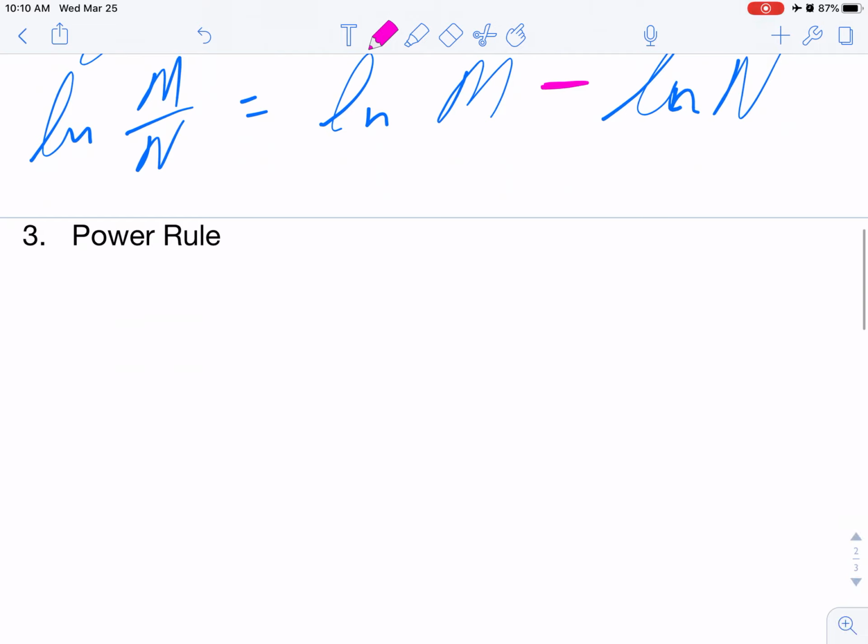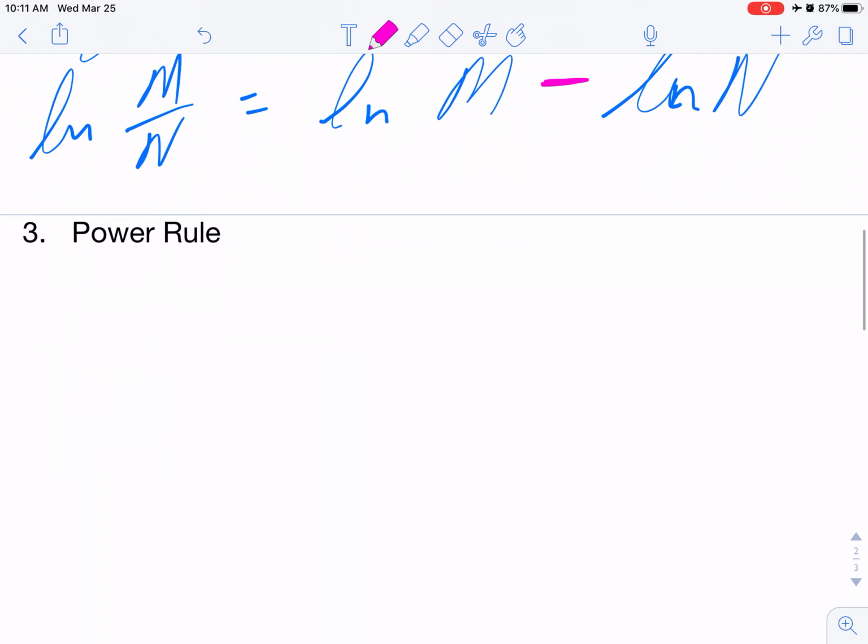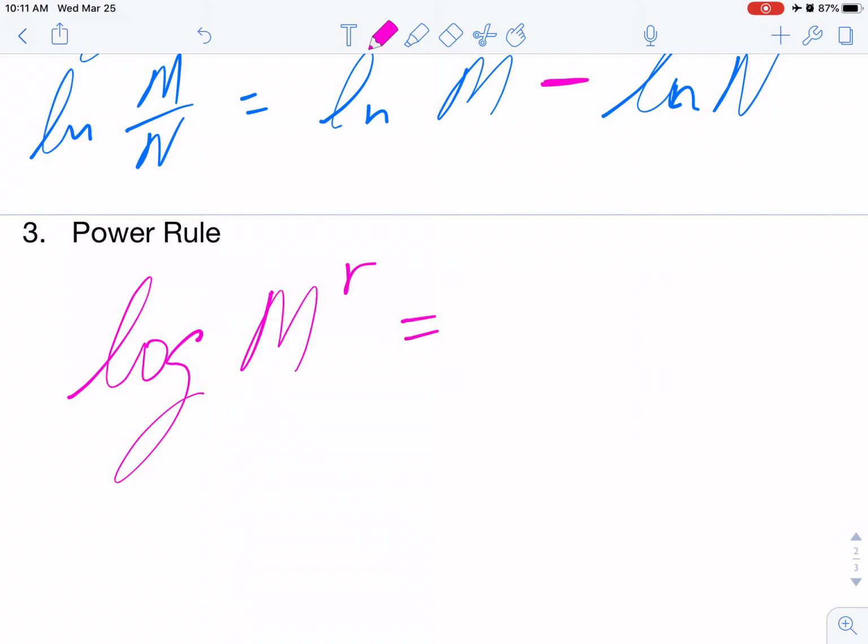The third one, and then I'll get to the minor ones after this, is called the power rule. Now this one is used a lot. It's used in almost every problem I assigned. It's used on almost every problem in section 5.6. So of these 3, quite honestly, the power rule is probably the more important one. This one goes like this. Log of m to the r is equal to r log of m.